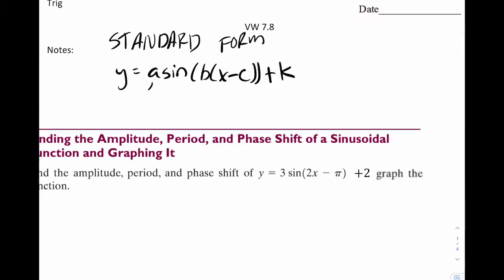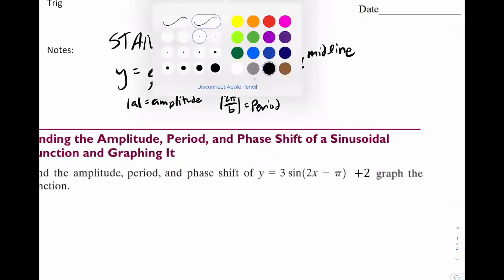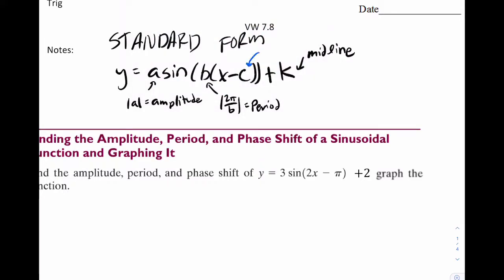So let's quickly recap what we've learned. The absolute value of that A is your amplitude. The absolute value of 2 pi over b becomes your period. K is our midline, or some people say a vertical shift. And the new part today is the C right there. So in algebra, you called it horizontal shift. In trig, we call it phase shift, but essentially it's the same thing. You're just moving left to right.